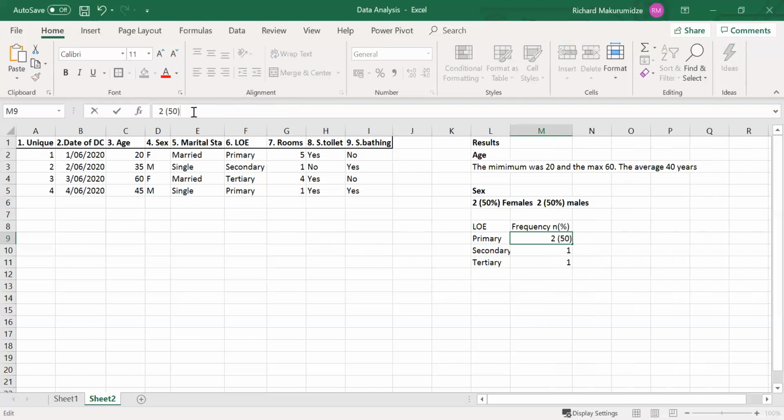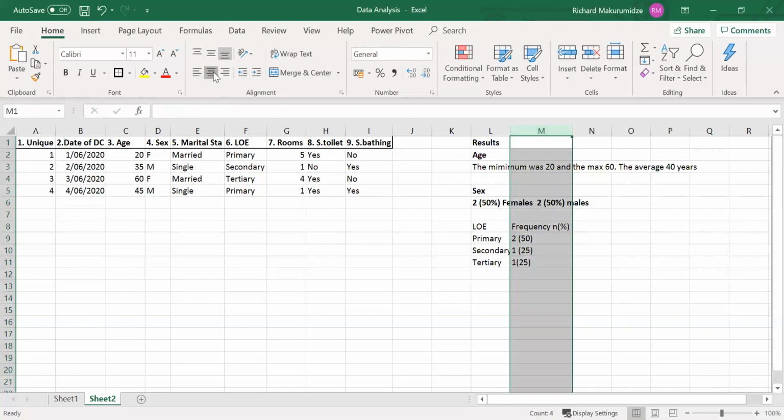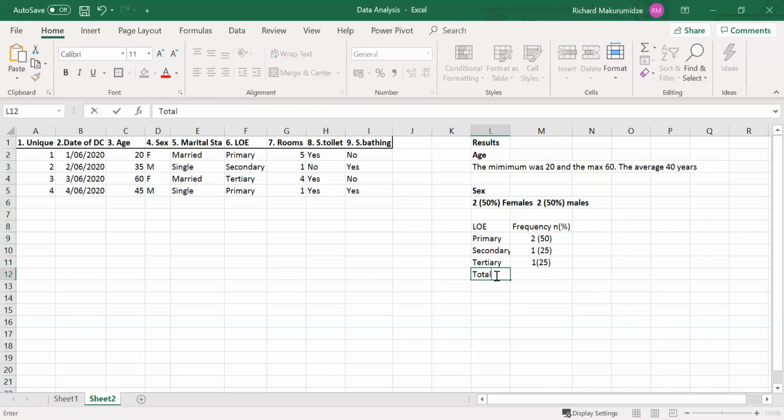That is 50 percent. Then out of the total, this one becomes 25%. I hope you understand this. Then this one also becomes 25 percent, 1 out of 4. And primary is 2 over 4, that's 50%. So that's your table, which you are drawing. Then you put your total, which is 4, and in brackets, that's 100%.